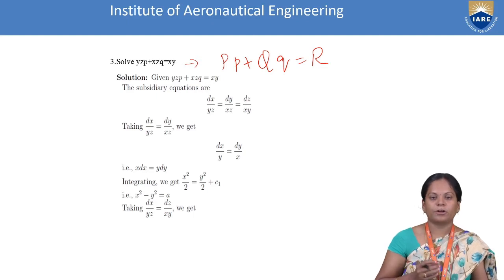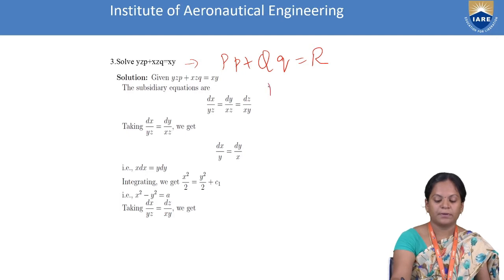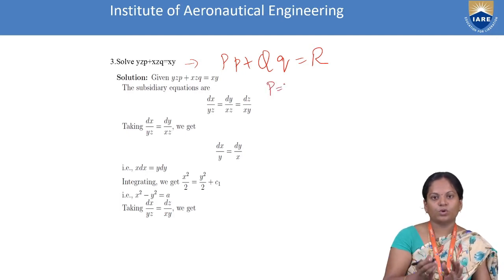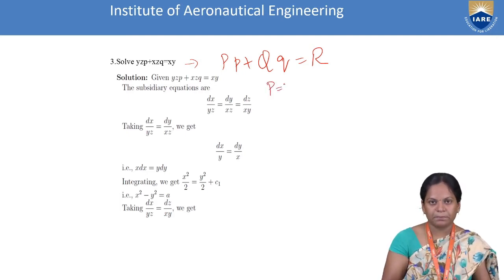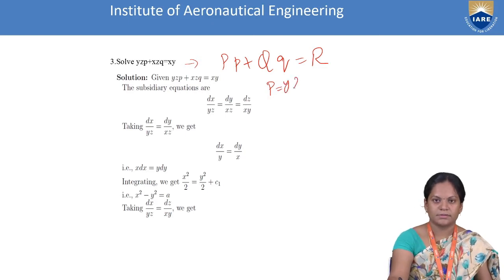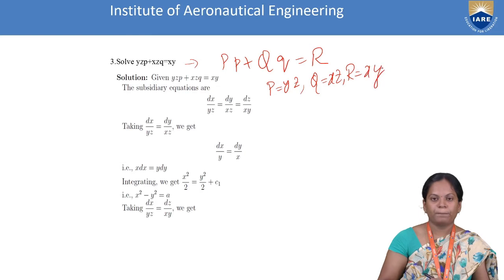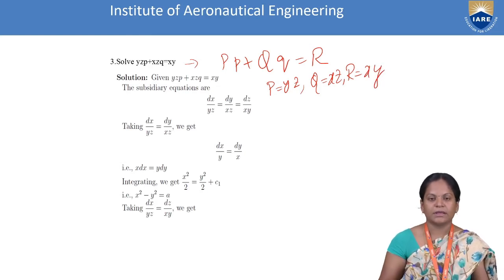Now consider capital P, capital Q and capital R. What is capital P here? Capital P is Y and Z, capital Q is X, Z, and capital R is X, Y. So P, Q, R are functions of X, Y, Z, whatever it is. Sometimes division, multiplication, addition, whatever it is, but it is a function of the variables X, Y, Z.